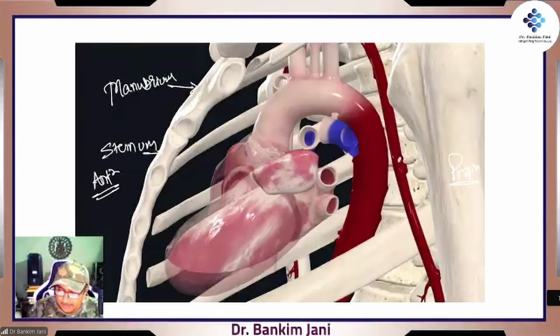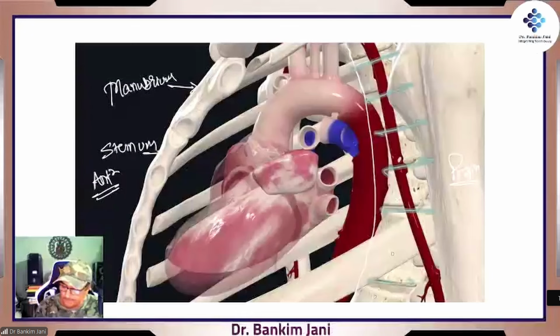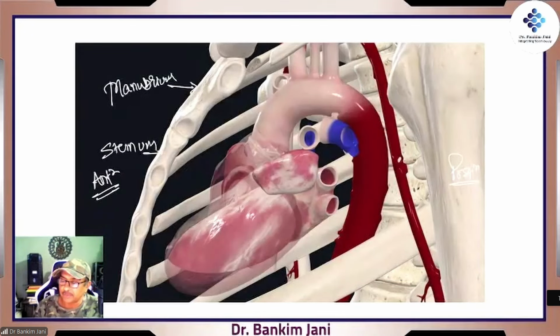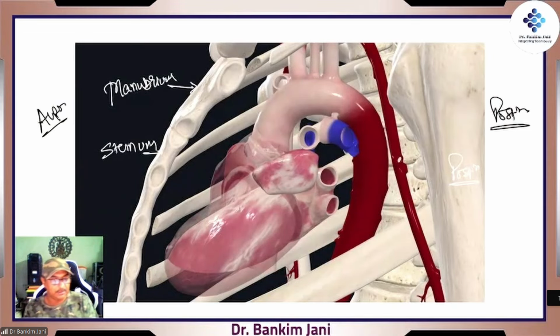On the posterior side, can you really see this? This, this, this, this, this. They are all vertebra. So that means it is the posterior. So this one is anterior, and this one is posterior.